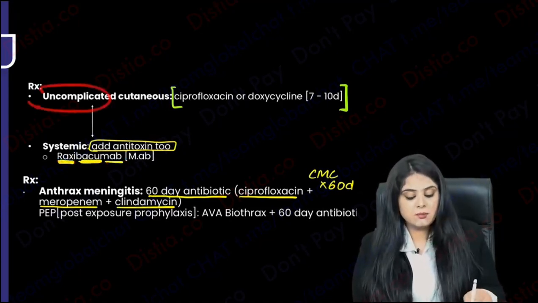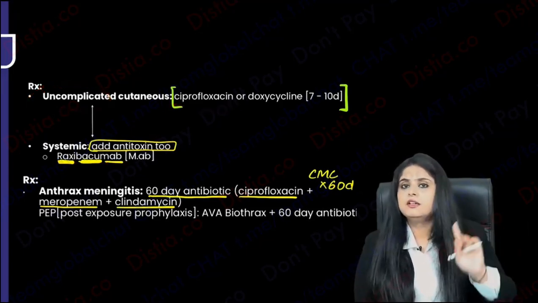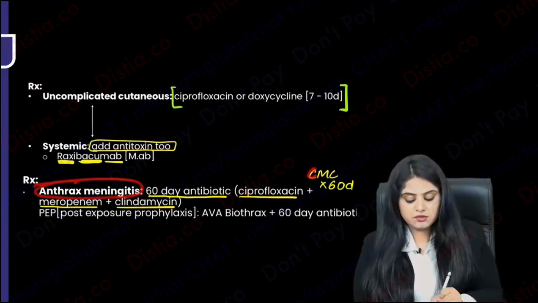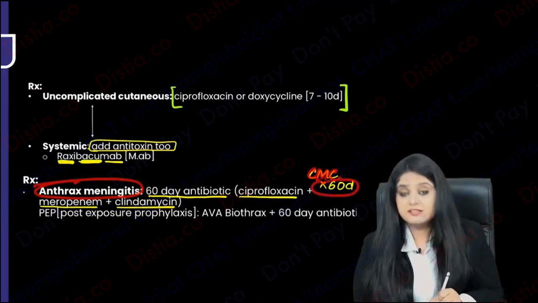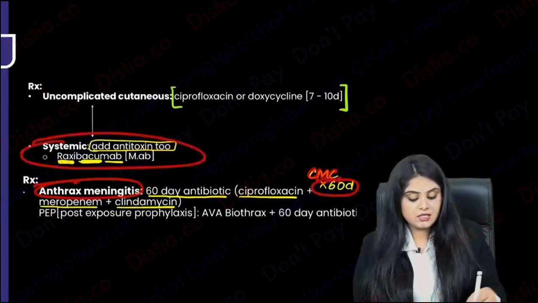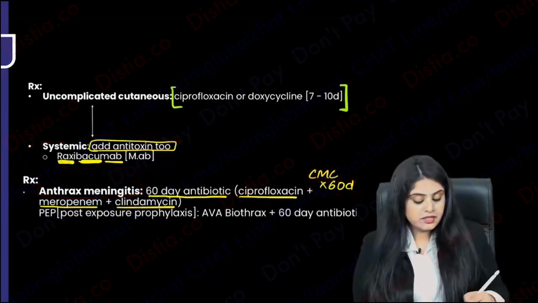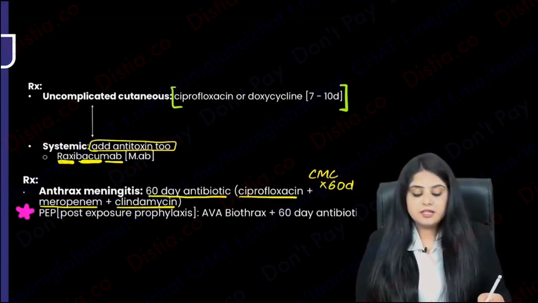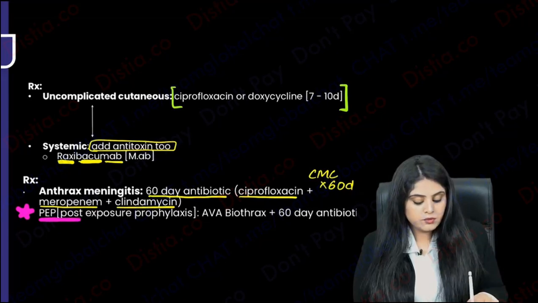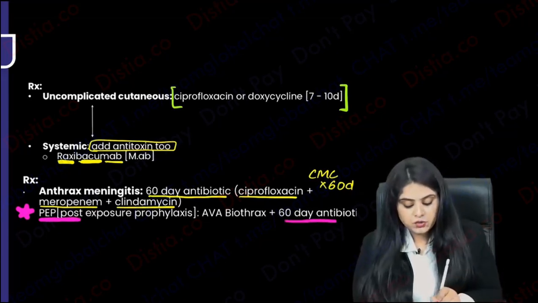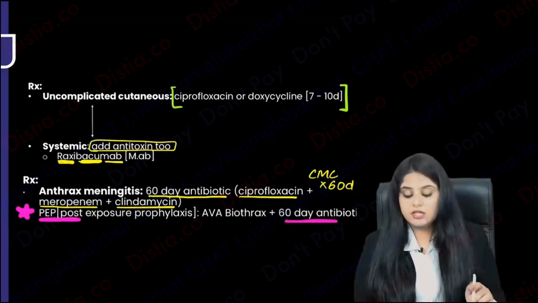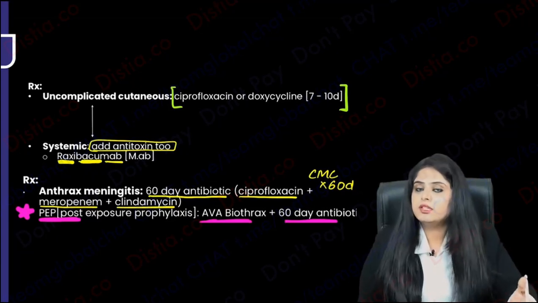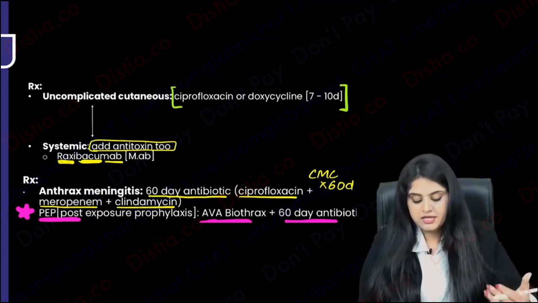So that depends. If uncomplicated, then only one drug for 10 days: ciprofloxacin or doxycycline for 10 days. But if it involves any systems, then it is ciprofloxacin with meropenem, with clindamycin for 60 days, and you can add an antitoxin too. And the same thing you do for veterinary doctors, because this could be a situation you'll get very commonly in life. You could have a veterinary doctor coming to you for post-exposure prophylaxis. What will you do? You will not only give that CMC 60-day combination, you will also have to give that veterinary doctor a vaccine. So both the things have to be done in order to protect him from anthrax.